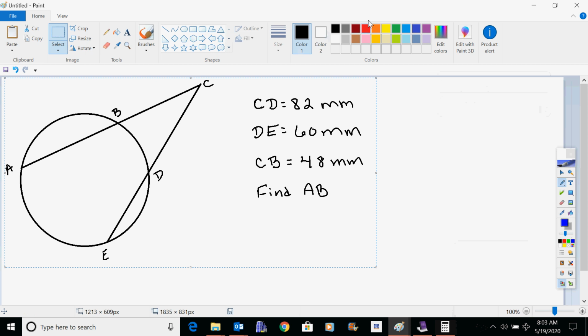And here we are with the next one. It all looks the same. It all has that multiplying, but this one comes out a little bit different. So you're watching what you need here. So 82 right here. DE is 60. Okay, lots of things happening in this one. CB being 48. And we're supposed to be finding AB.